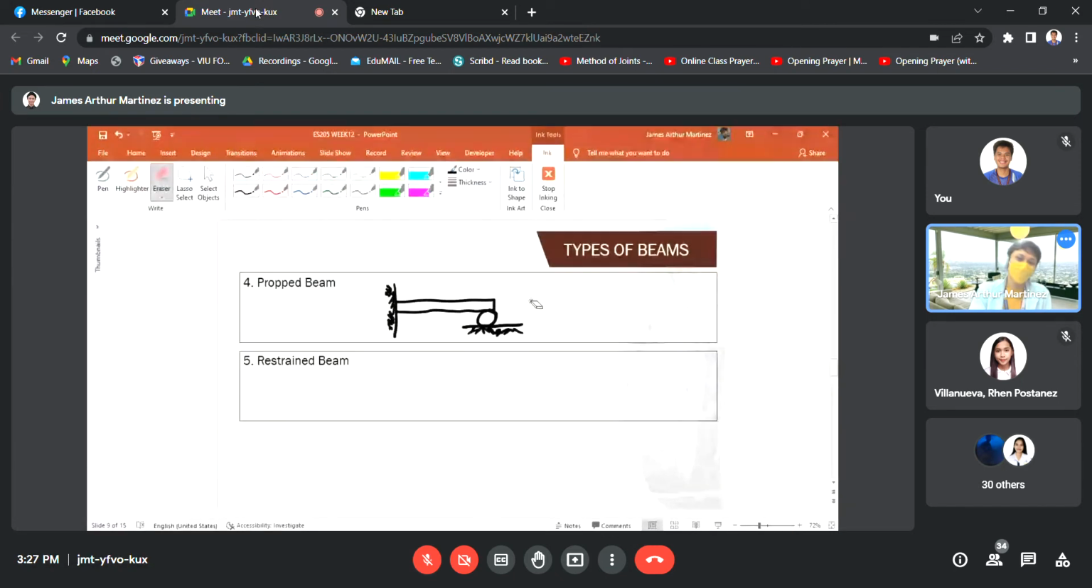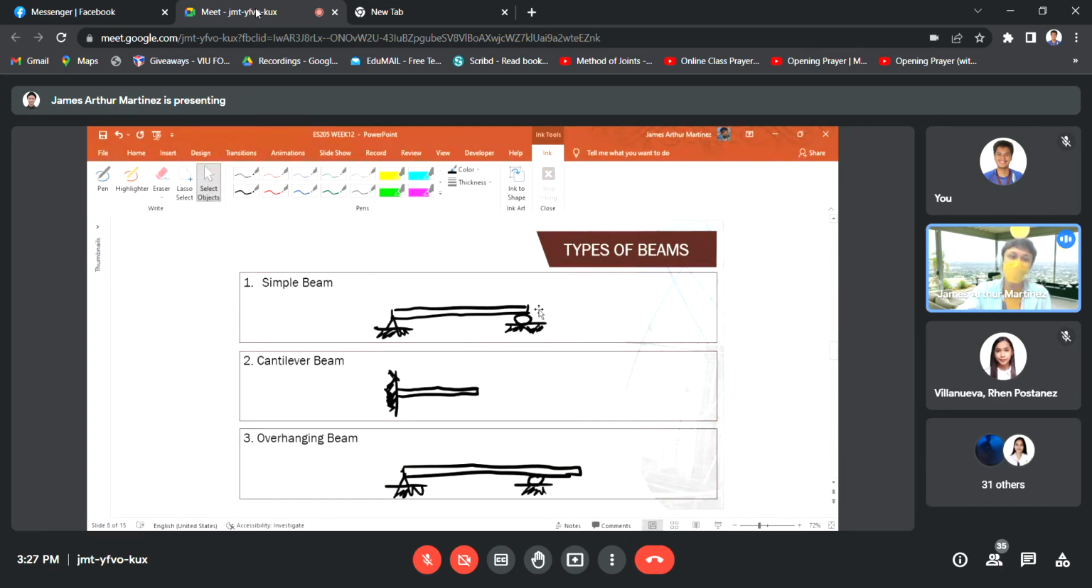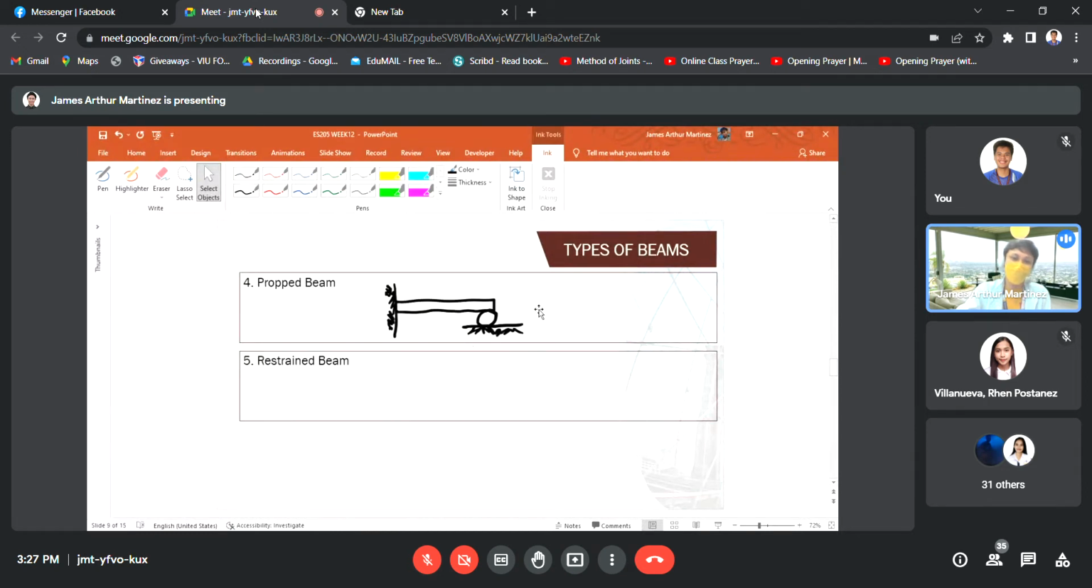Okay? So there are actually a lot of classifications or types of beam. It's just that what I presented to you is the basic ones, no? The rest of the beam classifications are just a combination of these basic beams.